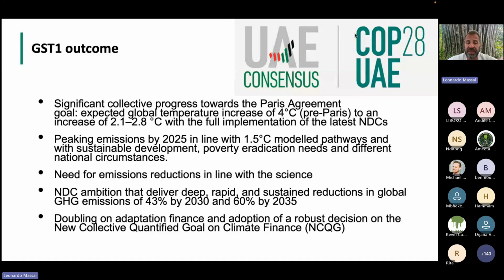So still a lot of effort to do to reach the 1.5 target set by the Paris Agreement. So we need emission reductions and removals in line with the science, in line with the IPCC information that we got recently. NDC ambition should be increased and should deliver deep, rapid, and sustained reductions in global greenhouse gas emissions of 43% by 2030 and 60% by 2035. And what we need also is a strong boost in terms of finance, adaptation finance, but also long-term finance, specifically the new collective quantified goal on climate finance.